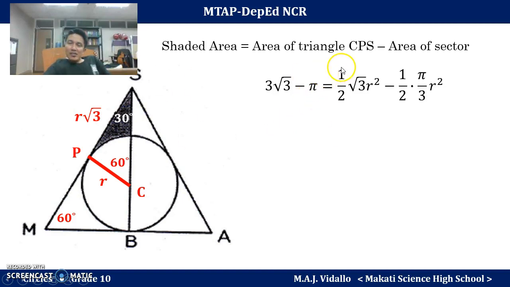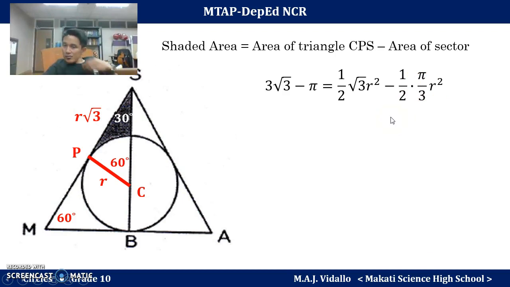So again, the area of the shaded region, 3 square root of 3 minus pi, is equal to 1/2 base times height. The base is square root of 3 times r, and the height is r. That's why this is square root of 3 r squared. Did you get it? Now, minus the area of the sector, which is again 1/2 theta r squared. Theta is pi over 3 because 60 degrees in radian is pi over 3, and r squared.